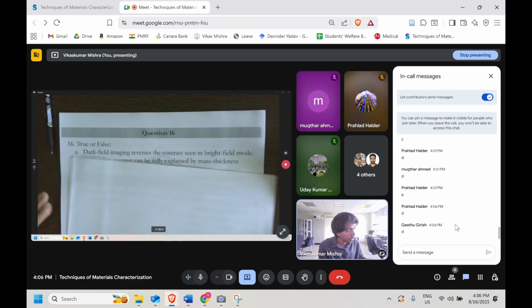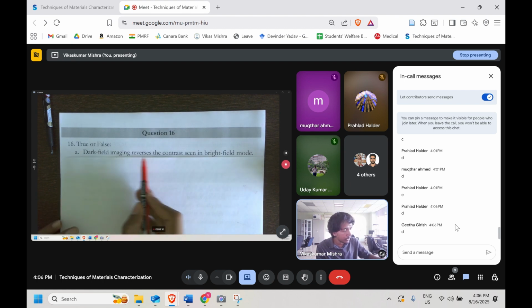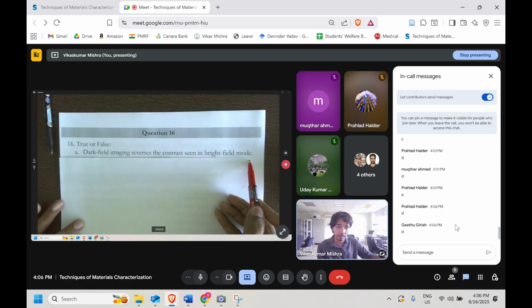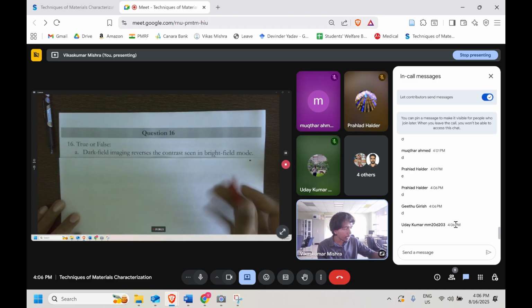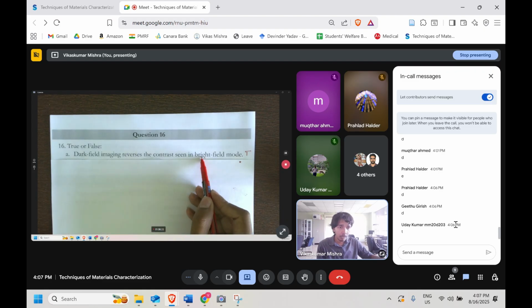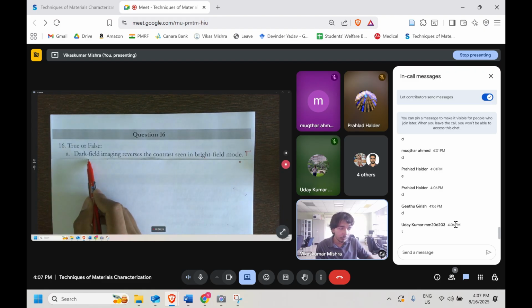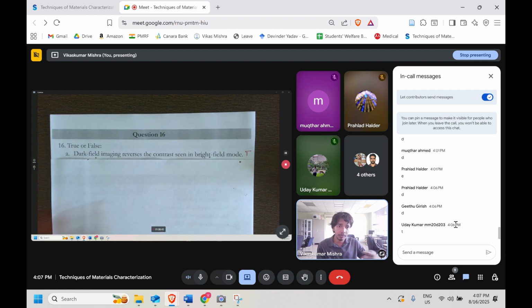Let's solve this itself. A. Dark field imaging reverses the contrast seen in the bright field mode. What do you think? Is it true or false? Dark field imaging, we discussed just before the last discussion. It's true. Very good. So whatever was appearing brighter in the direct beam will appear darker in the dark field. Whatever was appearing dark in the direct beam will reappear brighter here. It will just reverse the effect.